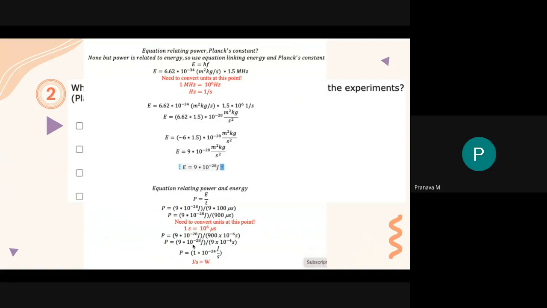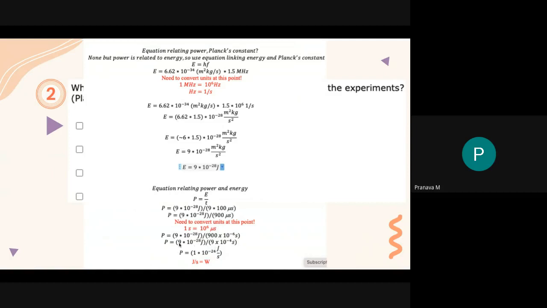So again, multiply your exponential term first, so you just add the exponents. This is a division problem, so it's energy divided by time. Because you're dividing, you subtract the exponent. So it would be negative 28 minus negative 4, so it becomes negative 28 plus 4. So this becomes negative 24.